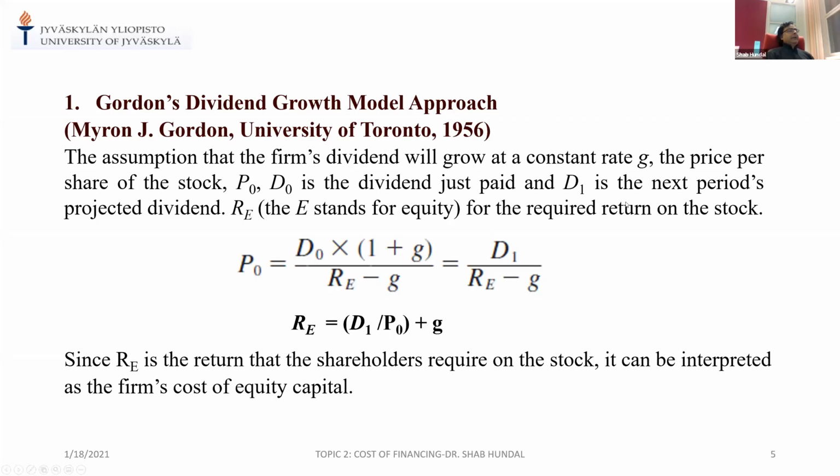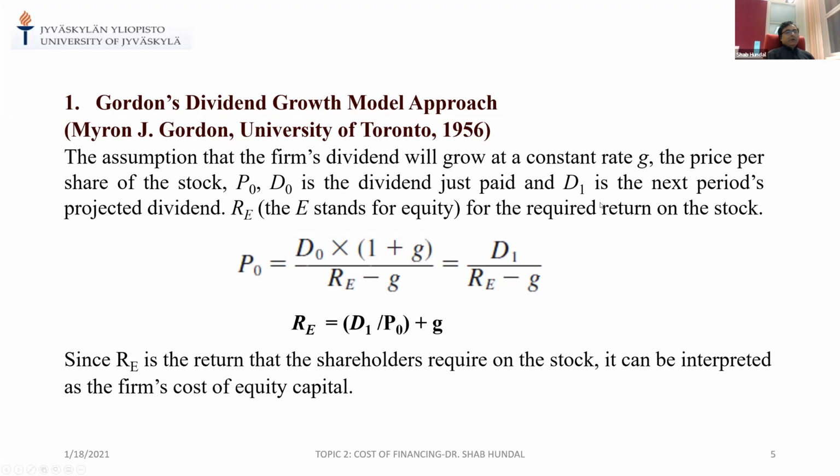The Gordon's dividend growth model approach was given by M.J. Gordon of the University of Toronto, and his research was published in 1956, and it was not alone. I think there were three authors, if I'm not wrong. Let me check it. The core idea of this approach is that the firm's dividend will grow at a constant rate, G. So we use this symbol G for the growth rate, and this growth rate is assumed to be constant.